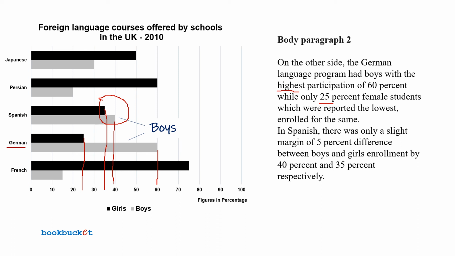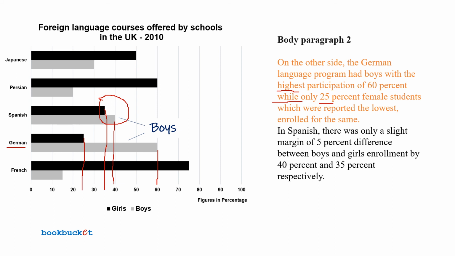Let us understand the sentence structures used here. Okay, on the other side, the first portion is a complex structure again. You can see that first idea: on the other side, the German language program had boys with highest participation of 60%. That is my first idea. Then you have a subordinating conjunction, while, to connect another idea. The second idea, I connect using this subordinating conjunction: only 25% female students which were reported the lowest enrolled for the same.